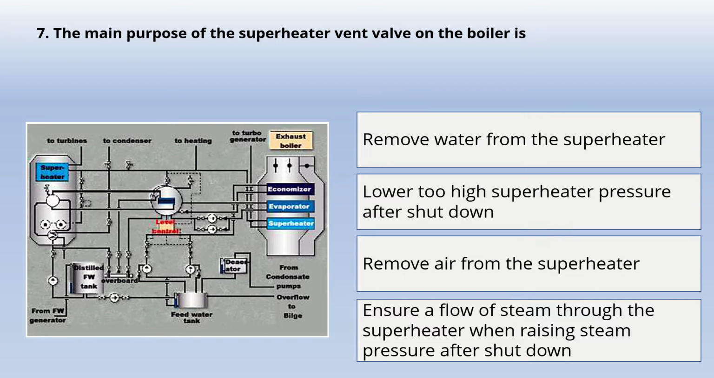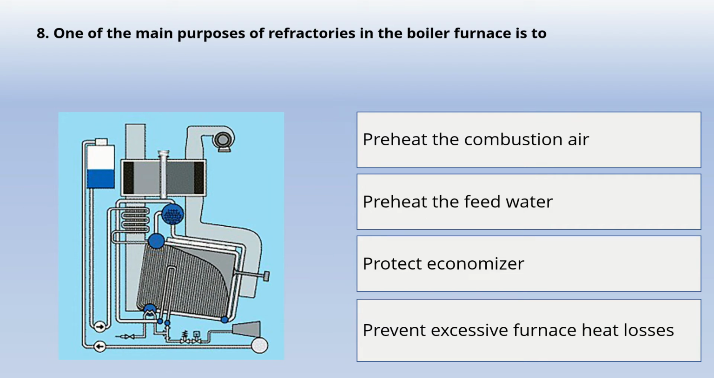Our next question is, the main purpose of the superheater vent valve on the boiler is, and the options are remove water from the superheater, lower too high superheater pressure after shutdown, remove air from the superheater, ensure a flow of steam through the superheater when raising steam pressure after shutdown. And the correct option for this question is ensure a flow of steam through the superheater when raising steam pressure after shutdown.